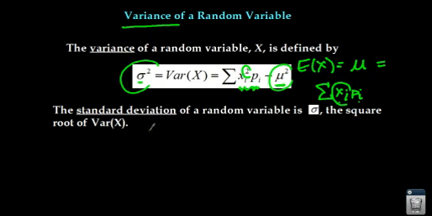All right. And as a quick review, and I know you all know this, the standard deviation of a random variable is sigma. So the standard deviation is calculated by taking the square root of our variance.